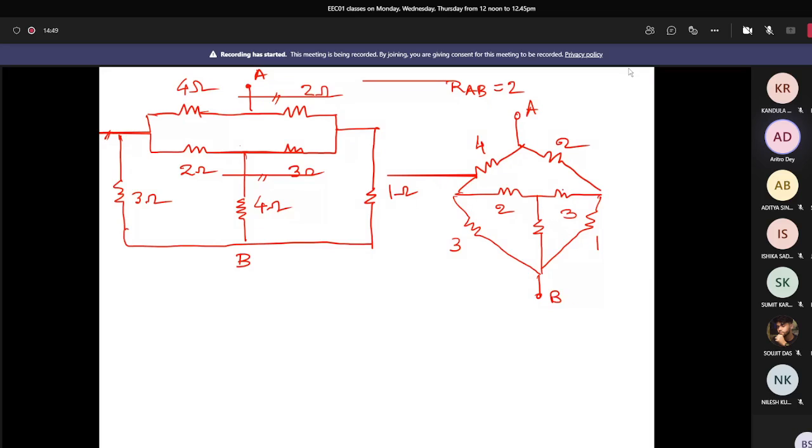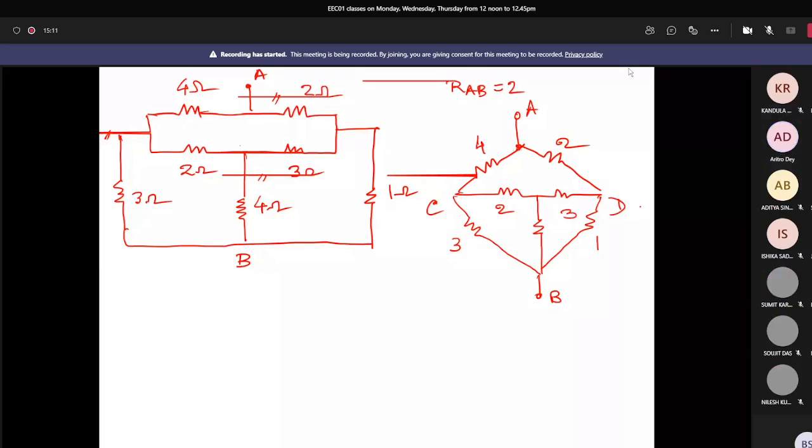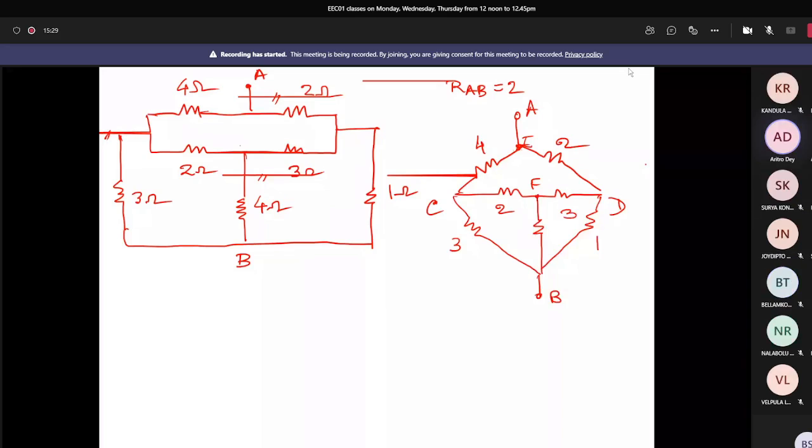What shall we do if we convert this first one as a delta? Can we make it a delta? This one, 4, 2, 2, 3. What is your suggestion? Can we apply delta here between these terminals? Let me name it. So maybe it is A, B, C, D, E, F. So can we have E, C, D as a delta to star conversion? Can we go for it? The answer is no. Why? Because of the point F, we cannot do it.